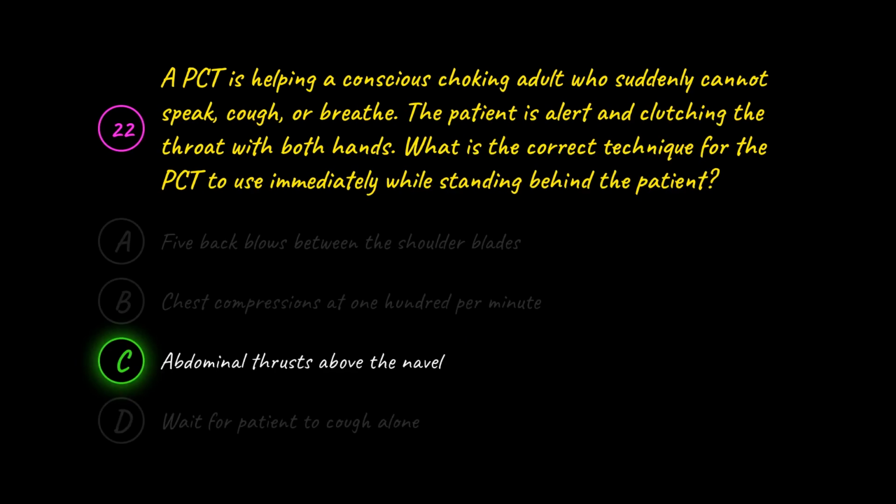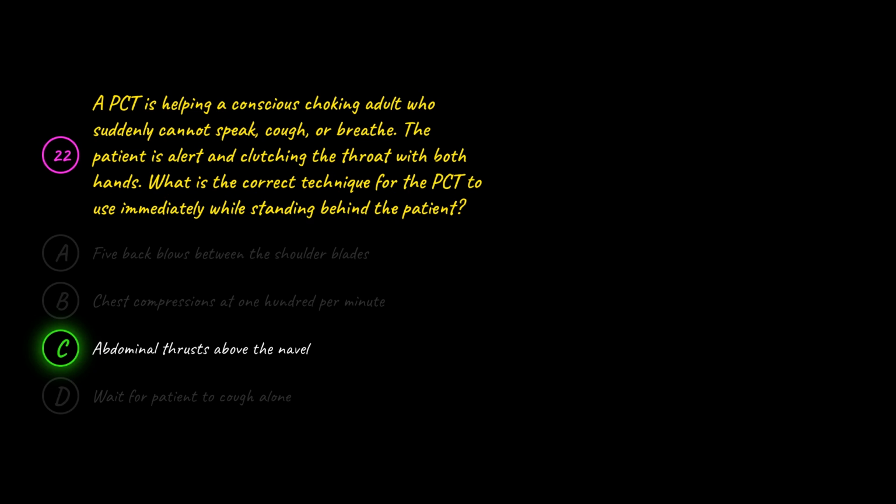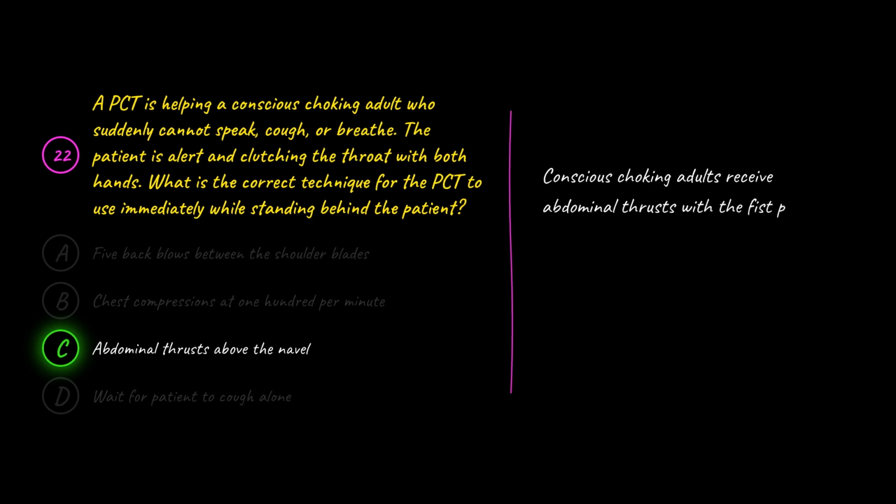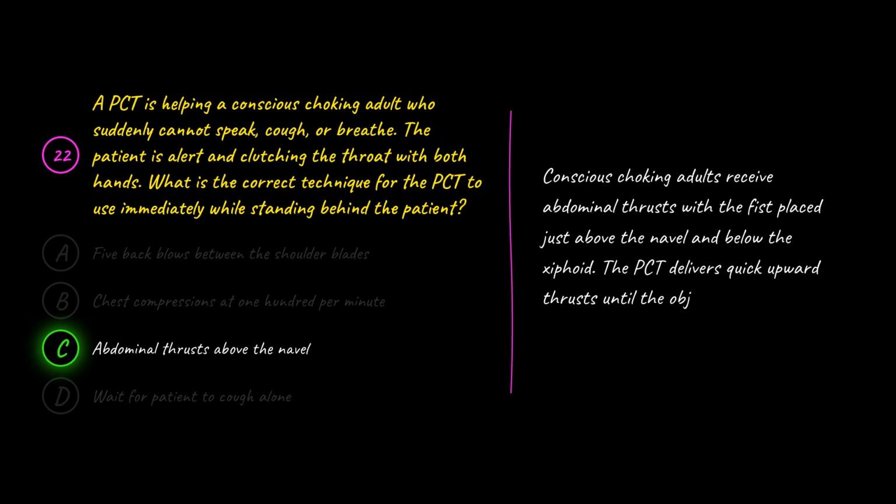The correct answer is C. Abdominal thrusts above the navel. C is correct because conscious choking adults receive abdominal thrusts with the fist placed just above the navel and below the xiphoid. The PCT delivers quick upward thrusts until the object dislodges or the patient becomes unresponsive.